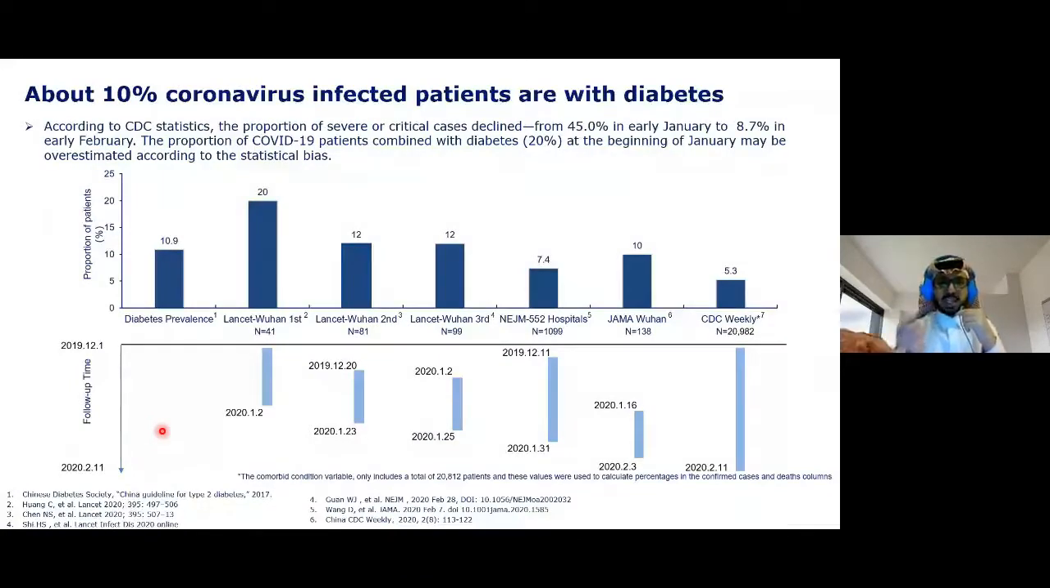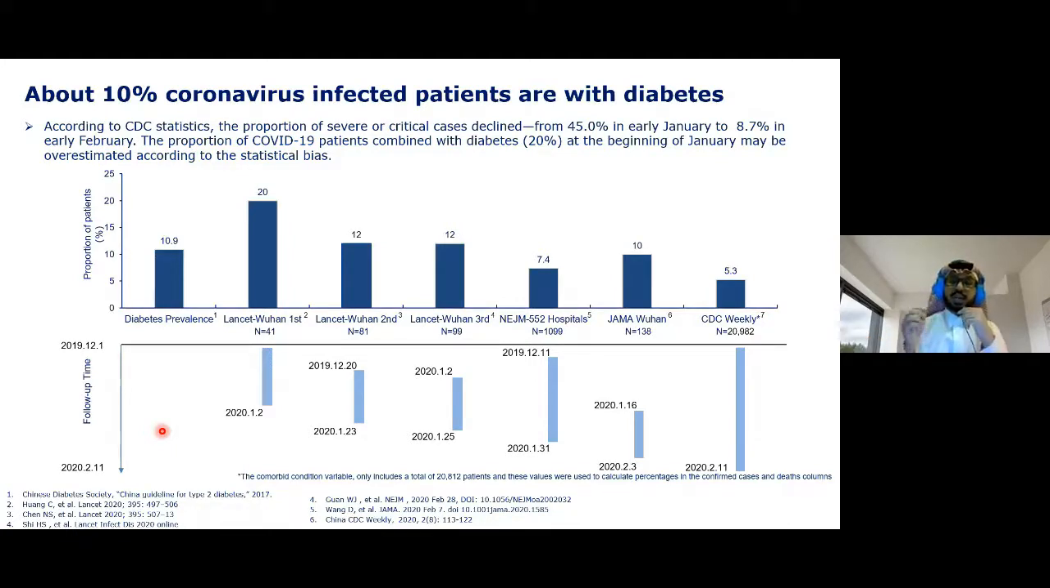So if we ask ourselves another question, up to 10% of those coronavirus infected patients are with diabetes. According to the CDC statistics, the proportion of severe or critical cases declined from 45% in early January to 8.7 in February, and now it's less and less. The proportion of COVID-19 patients combined with diabetes at the beginning was 20%, then it came down a little bit. I also want to share something very important: those patients who died from diabetes have other comorbidities, but it could be overestimated, so it could be statistically biased.